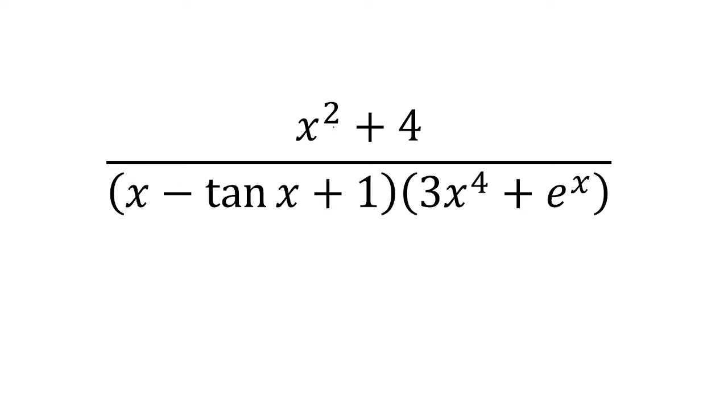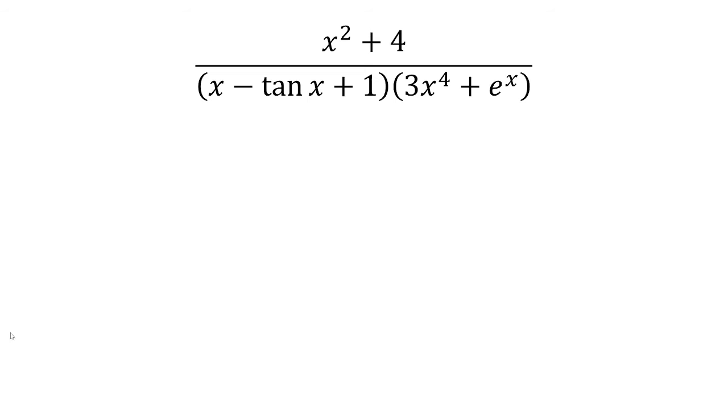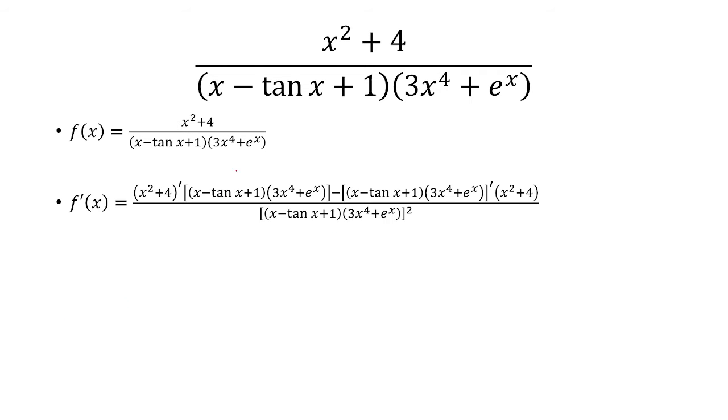In this video, we want to take the derivative of (x² + 4) over (x − tan x + 1)(3x⁴ + eˣ). We're going to take the derivative by applying the quotient rule, which says take the derivative of the top times the bottom minus the derivative of the bottom times the top, over the bottom squared.